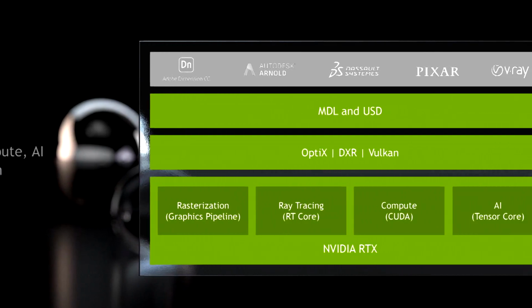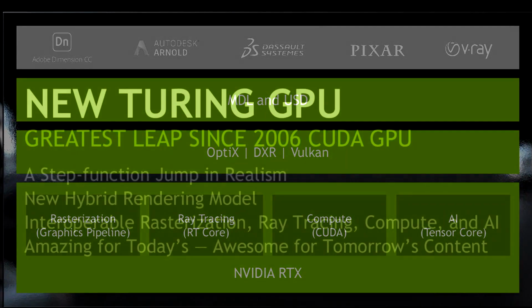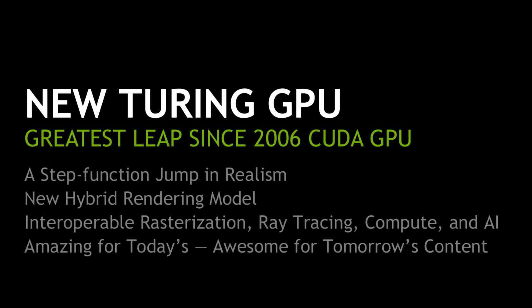Nvidia have said that this is the greatest leap since CUDA came out in 2006. It's a new hybrid rendering model that includes ray tracing, real-time computing and AI. But what does all of that mean?